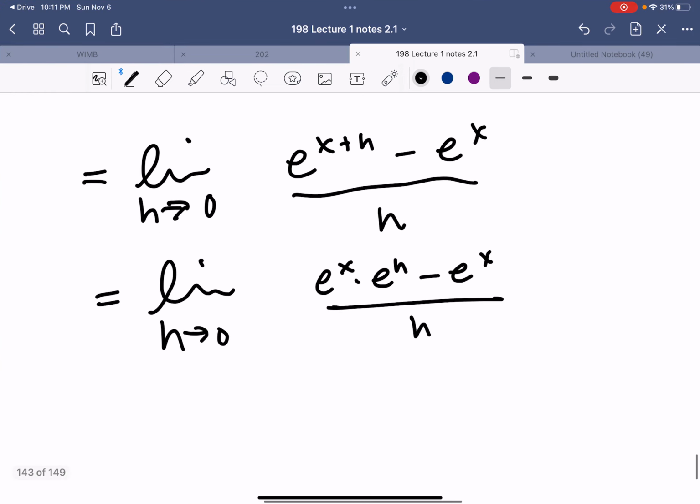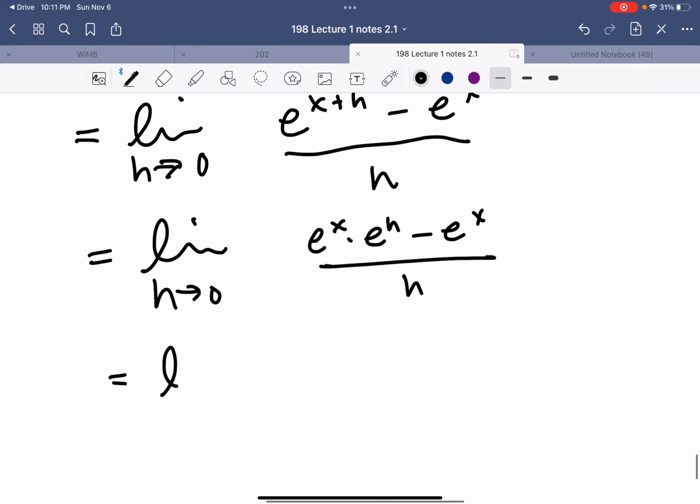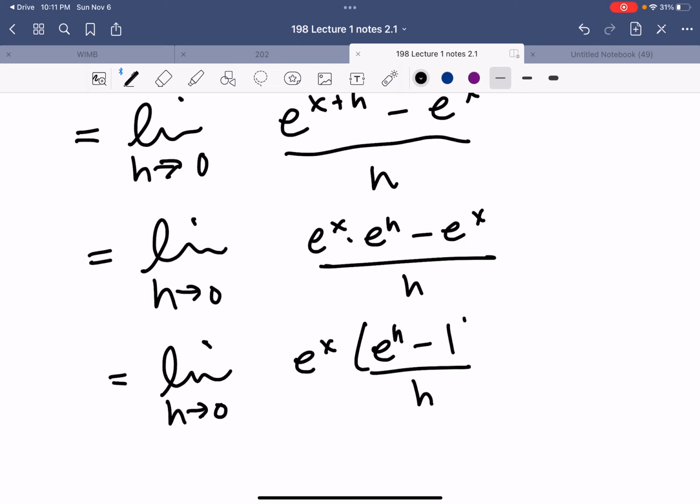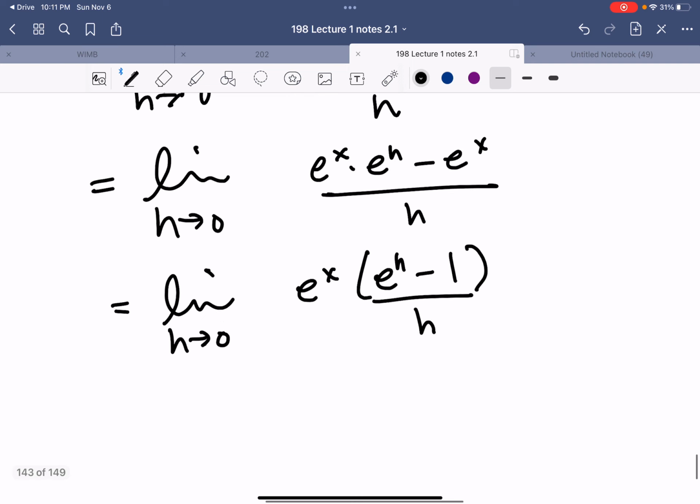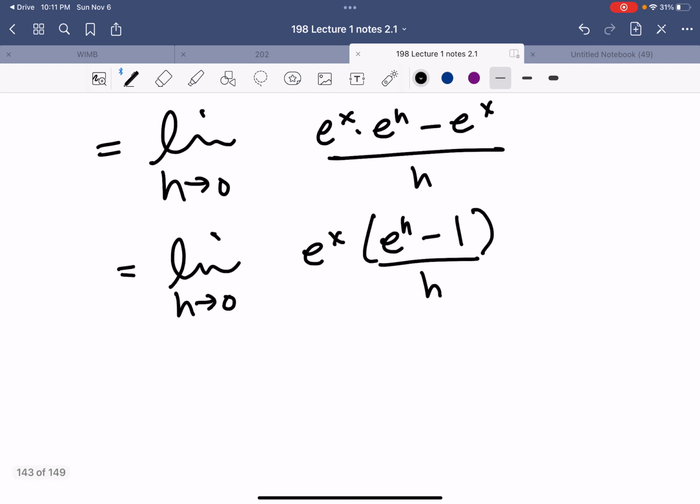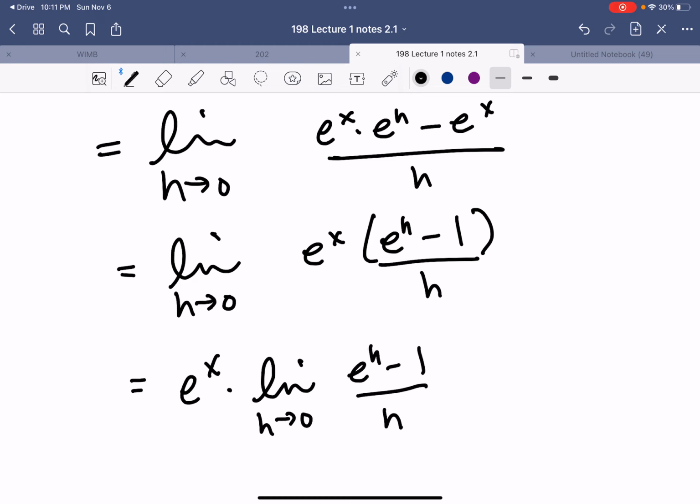And now you see that I have an e to the x in each term, and I can factor that out. So I have an e to the x times e to the h minus 1, and I'm going to keep the h underneath the part that has h's. All right, with three things that are multiplied together, we can do that, right? Your parentheses go here. Okay, now the e to the x has no effect from the limit as h goes to 0, so that can come out front. So I can make it e to the x times the limit as h goes to 0 of e to the h minus 1 over h.